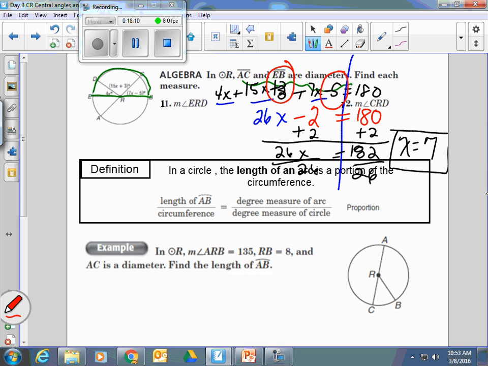So now let's see, did we answer the question? Here it says, what's the measure of angle ERD? This one's ERD right here, right? So that means we just plug 7 into 4x. Good. So ERD is 4x. So that means 4 times 7 equals what? 28. 28 degrees. Excellent job.